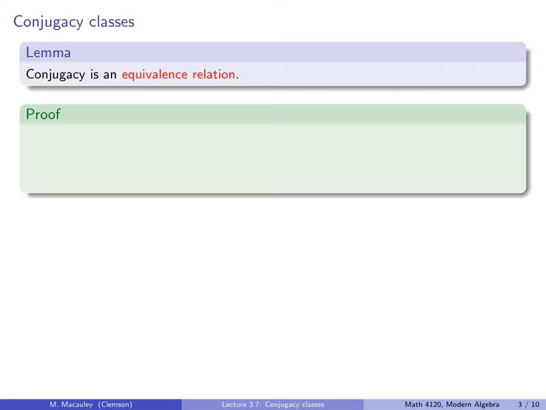That means that it is reflexive because every x is conjugate to itself. To see that, just conjugate it by the identity. So x is in the same conjugacy class as itself. It's symmetric because if I can conjugate x to get y like this, then I can conjugate y to get x like that. Notice that if I multiply both sides of this equation on the left by g⁻¹ and on the right by g, then I get that equation. So if x is conjugate to y, y is conjugate to x.